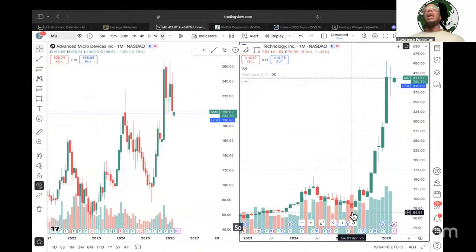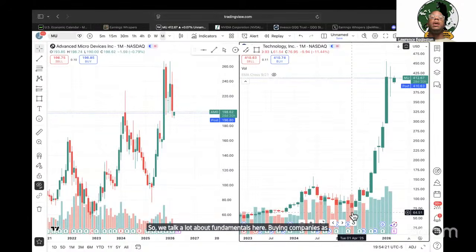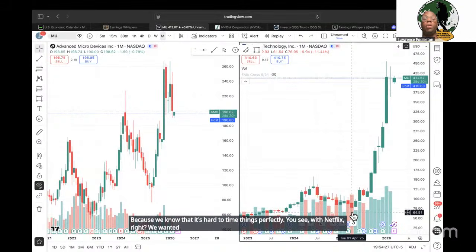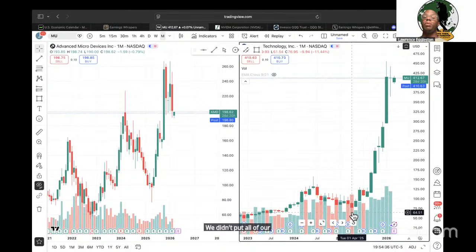So we talk a lot about fundamentals here, buying companies as they're falling, because we know that it's hard to time things perfectly. You see with Netflix, right? We wanted 55, 65 to be our perfect price. Some of us were able to pick up some in the 70s range a little bit, but we didn't go all in on it. We didn't put all of our money in that we probably wanted to. We were looking for 55 to 65.